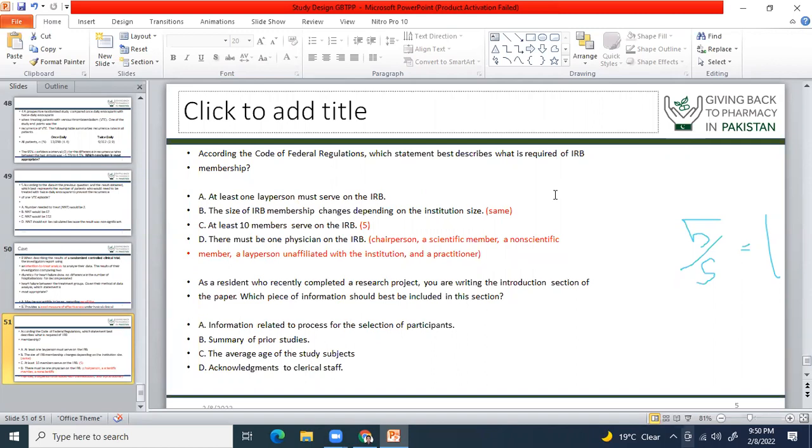As a resident who recently completed a research project, you are writing the introduction section of the paper. Which piece of information would you include in this section? Information related to the process of selection of the patients, summary of the prior studies, average age of the study subjects, or acknowledgement of the clerical staff. What will you write in the introduction part? Tell me. B, summary of the prior studies. Exactly. You have to tell the background. What is the history? What is the history telling you?